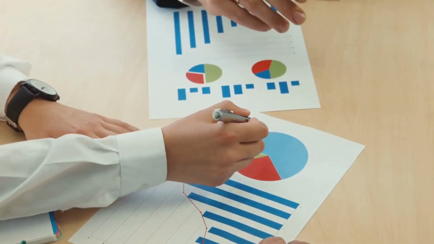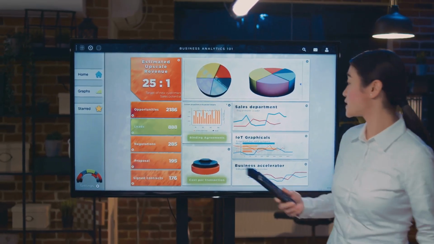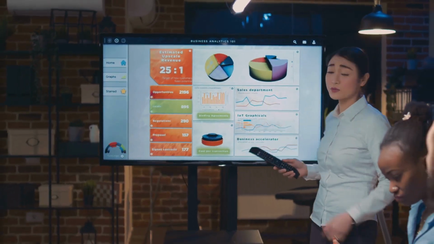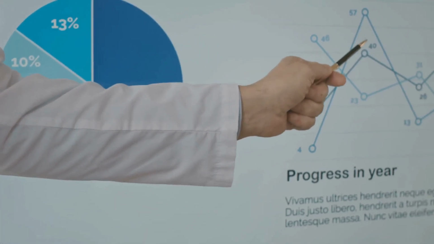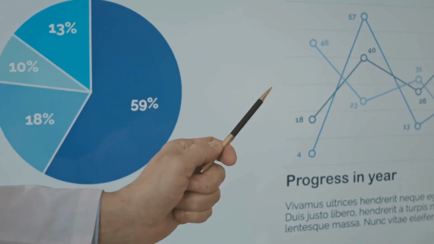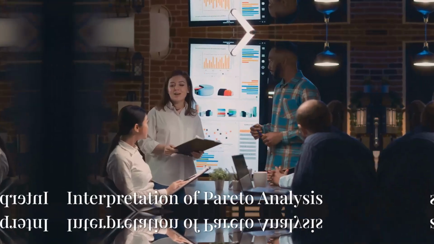Analyze the Pareto chart to identify the vital few categories that contribute to the majority of the problem or effect. Typically, the categories contributing to approximately 80% of the total are considered the most critical and prioritized for action.